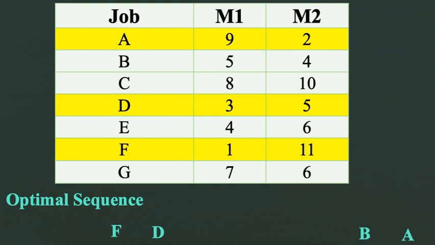Let us color that job also, job number B. Now if we come back here and see, on machine M1 the lowest of all is now 4, and the job is E. So after D we are going to put job E in the optimal sequence, right? So we are going to put it like this, that is F, D and E. Let us color this job also.